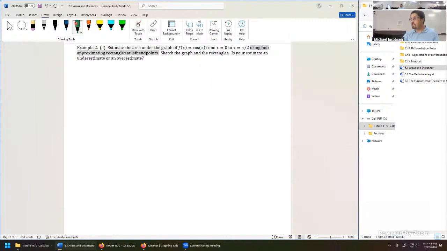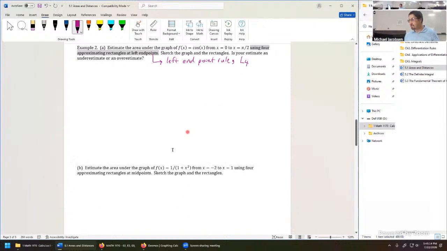So when it says to use those rectangles, this means we're going to be using the left endpoint rule. And this is abbreviated by saying L for left endpoint rule; 4 approximating rectangles would be L4. So that's how we're going to approximate the area on this one. And let's take a preview of the next one just to tie in more of these notation ideas. The next one, let's unhide it for a moment, says we're going to look at this function, f of x is 1 over 1 plus x squared from -2 to +1.